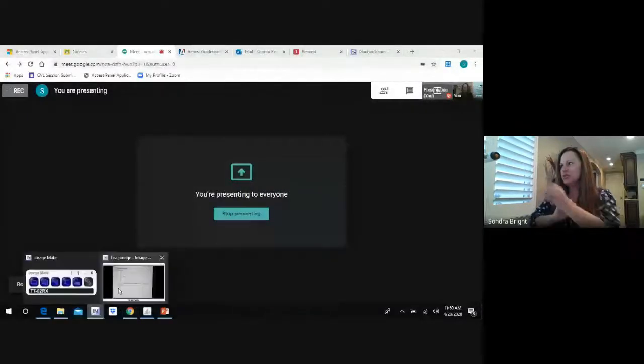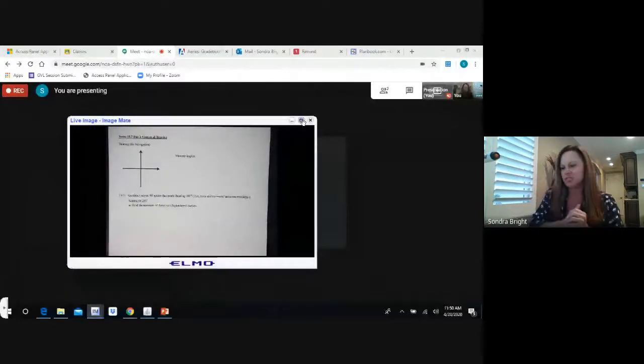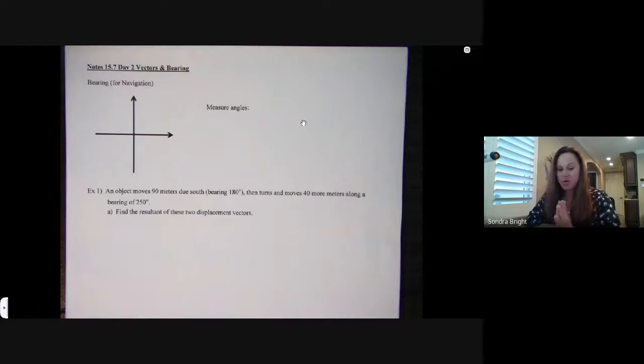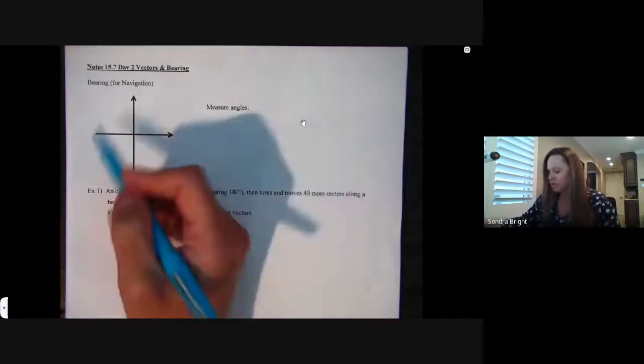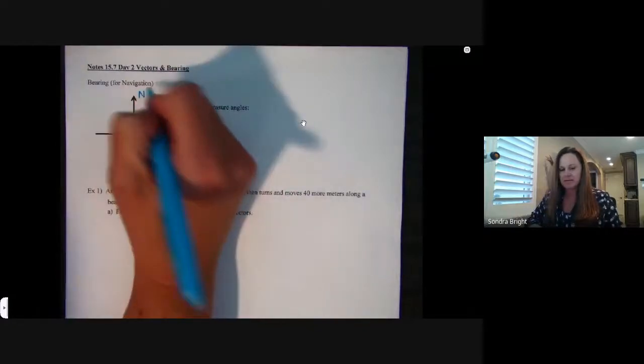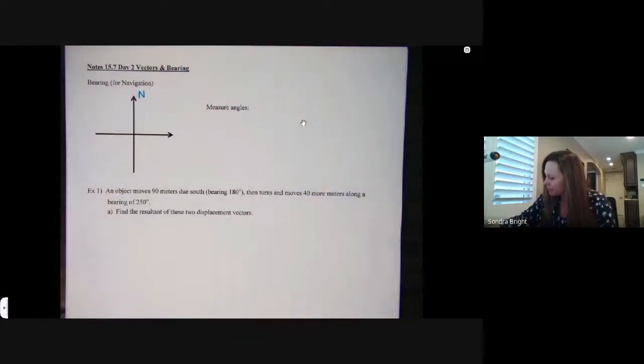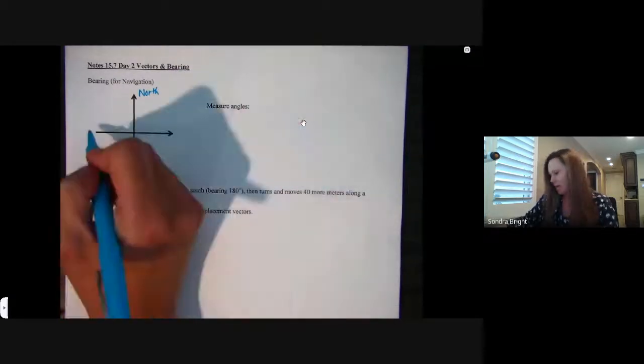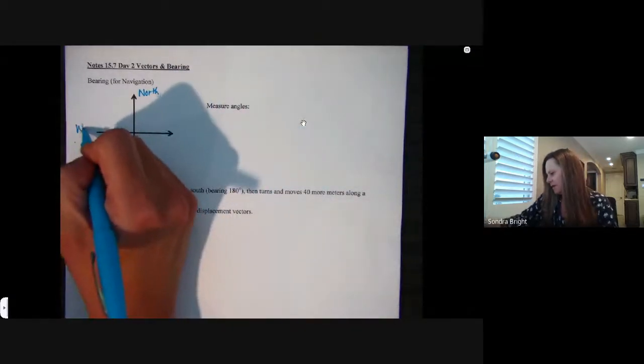All right, day 2 of section 7, talking more about vectors, and this time we're going to talk about bearing. Bearing is for navigation, and here's what you got to know. If this was a compass heading, then this would be north, and this would be south, and this is west and east.